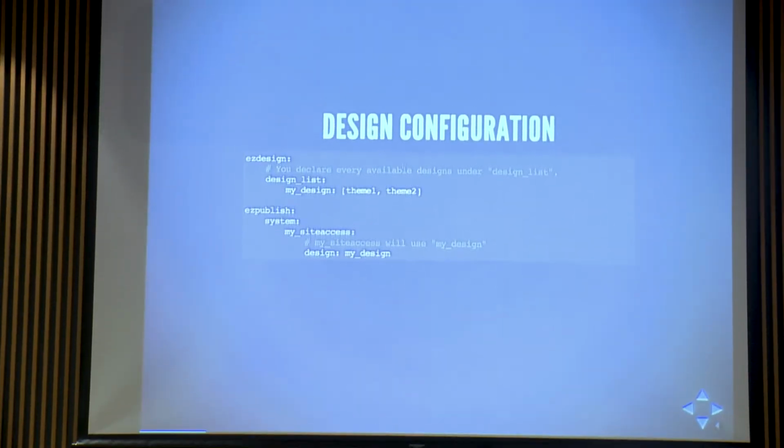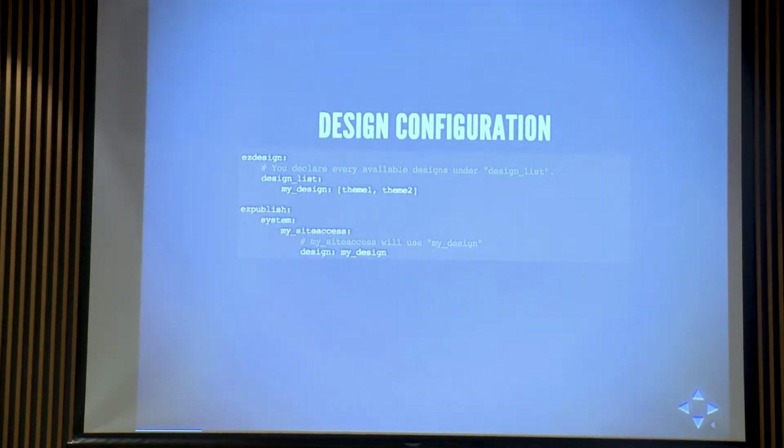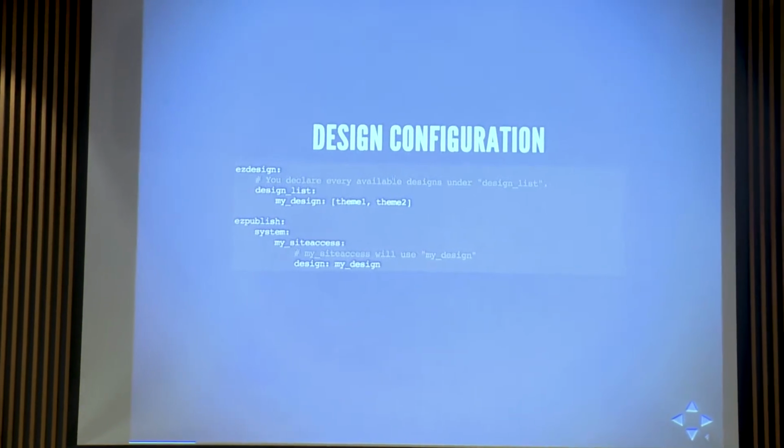So here it is. So basically, you have an ezdesign key in your configuration, in your ezplatform.yml or whatever configuration file. And you will have here a design list. So here I added my design with an order, theme 1 and theme 2. So basically, the system will look for theme 1 first for templates and assets. And if the system doesn't find it in theme 1, it will fall back to theme 2.